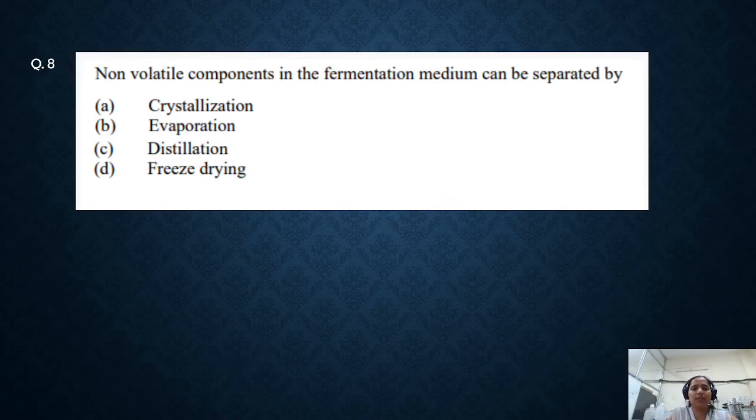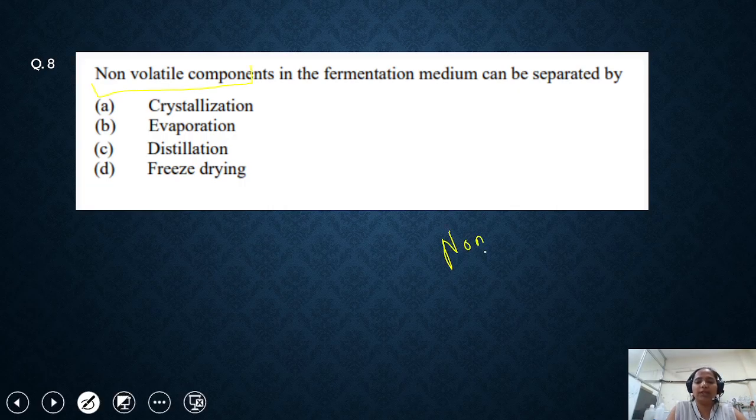Yeah, next question. Non-volatile components in the fermentation medium can be separated by. There are four options. First one is crystallization, second one is evaporation, third one is distillation, and the fourth option is freeze drying. So they are asking about the non-volatile component. So what do you understand by the non-volatile component? Anyone?